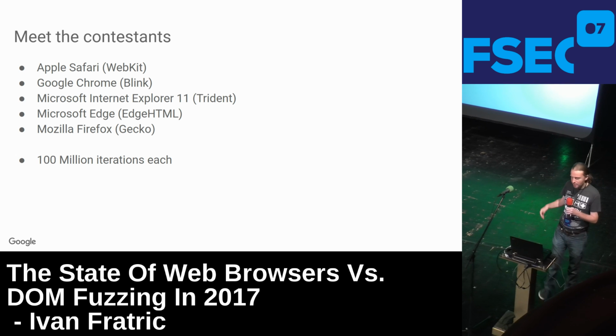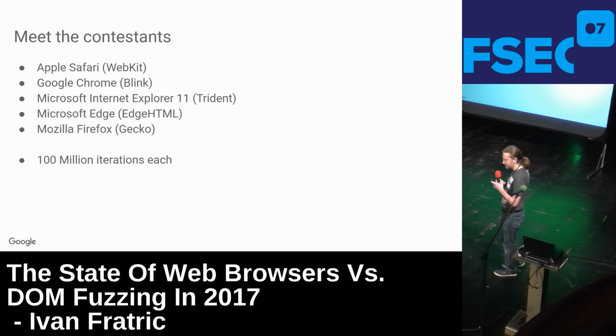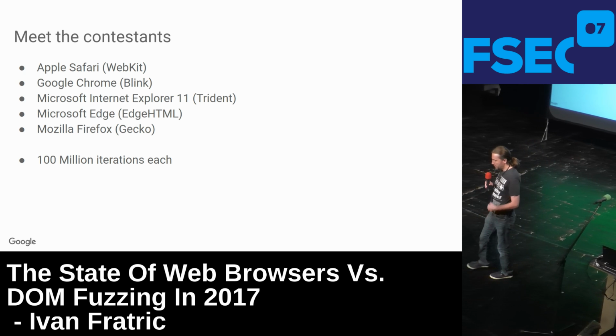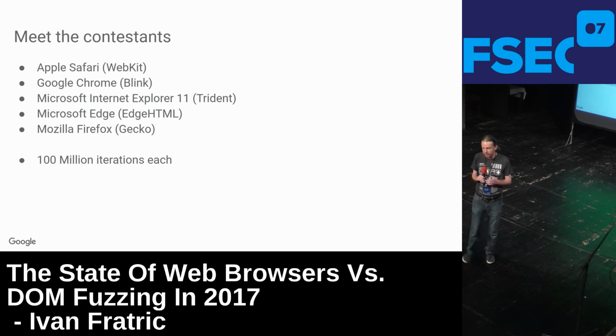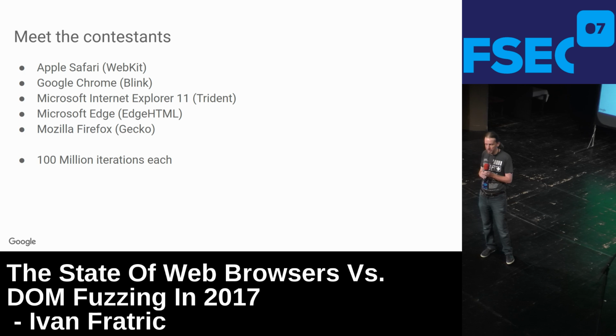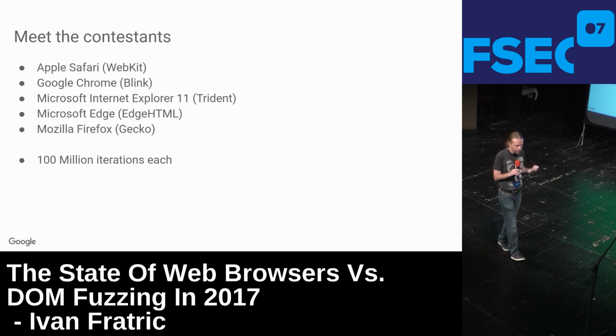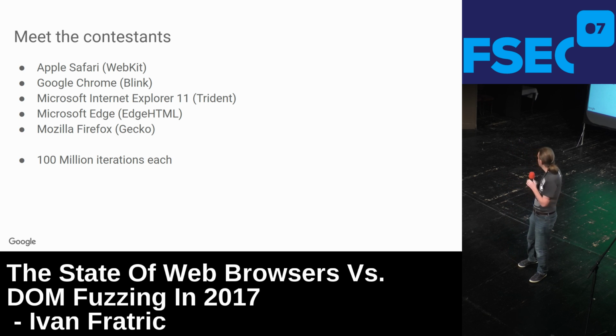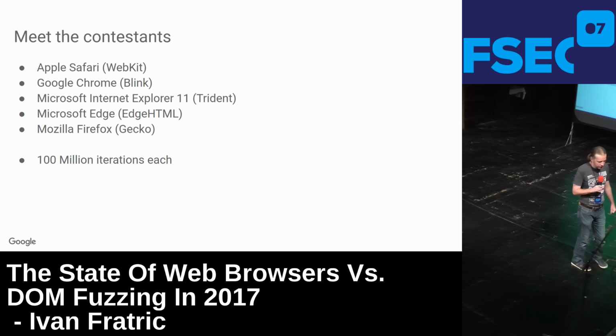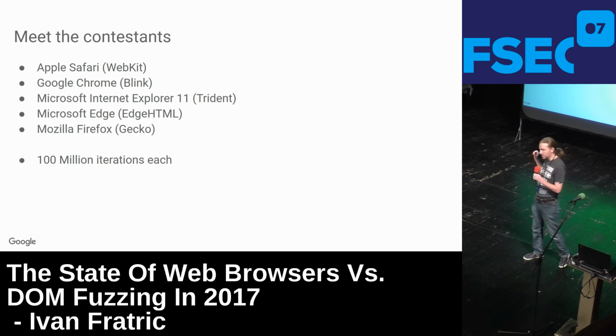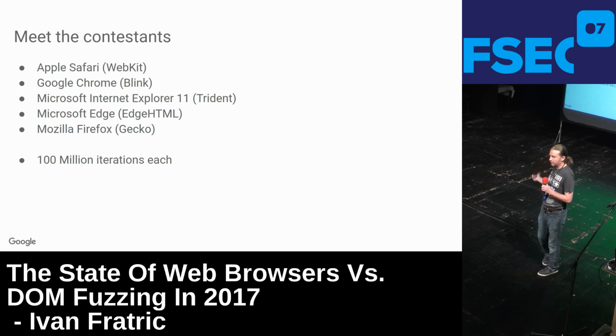Right, so now that we have a fuzzer, let's test it, right? And we decided to test it against 5 of the most commonly used web browsers out there, and each of the browsers have their own DOM engine, which you see in the brackets. And we tried to give each of these browsers an equal treatment. So we decided to give each of the browser 100 million iterations of the fuzzer.